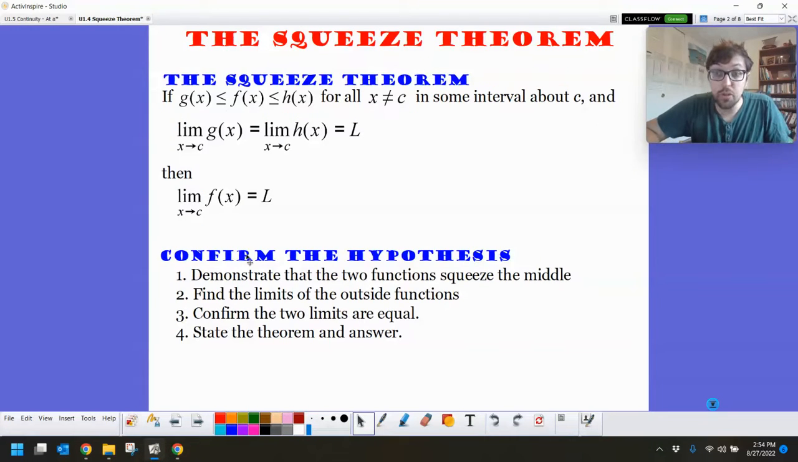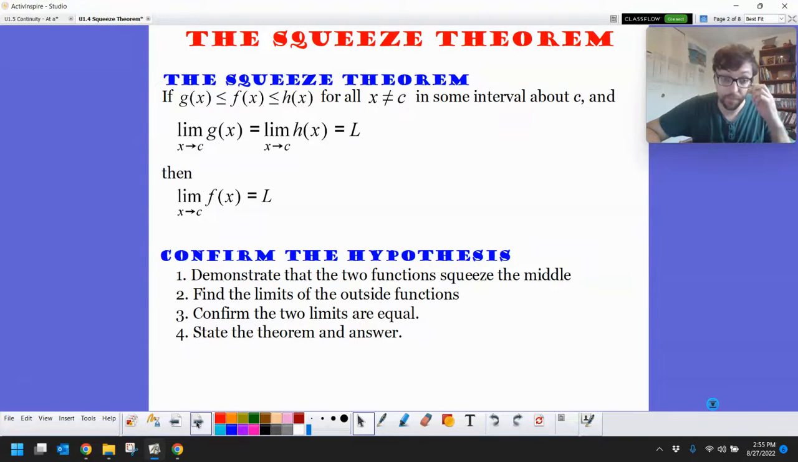In order to be able to apply this theorem, you need to make sure that you clearly state that the hypothesis of the squeeze theorem has been met. So you first demonstrate that the two functions squeeze the middle function. You find the limits of the outside functions, confirm that those two limits are equal, and then state the theorem and answer.